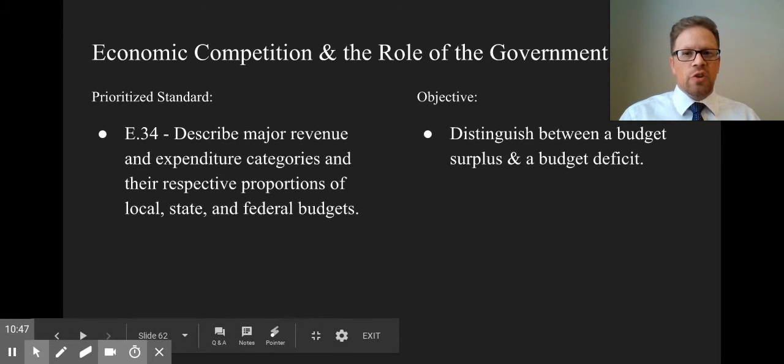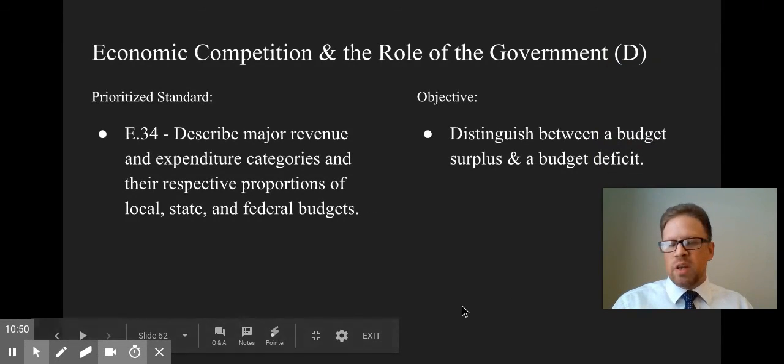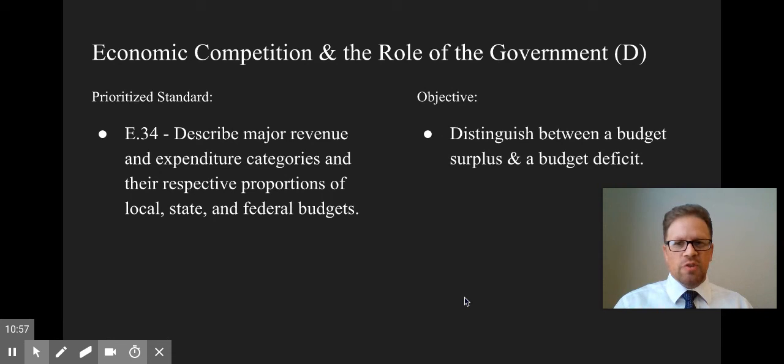All right, this concludes economic competition, the role of the government. Section D, government budget making process lecture. Our prioritized standard again was Economic Standard 34, and objectively now you can distinguish between a budget surplus and a budget deficit.